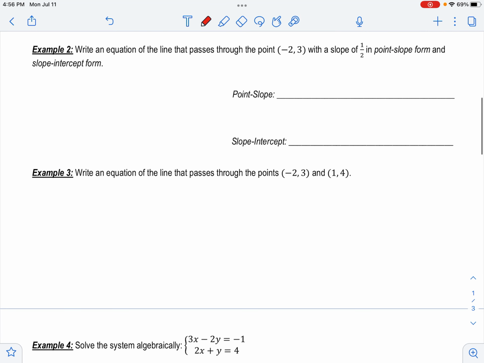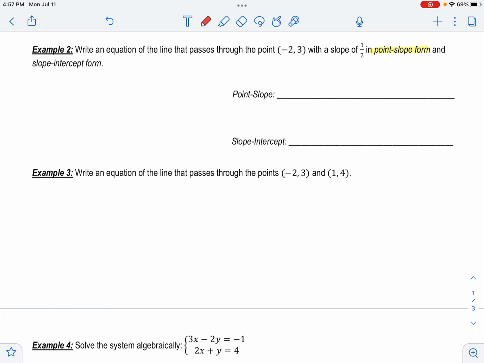Okay. Next we have: write an equation of a line that passes through this point with a slope of 1/2 in point slope form and slope intercept form. So just so you're aware, 99% of the time we'll be writing in point slope form in this class. Why? Because it's the easiest. All you need is a point and a slope. Slope intercept, you need the slope and specifically the y-intercept. The only point that you can use on the line is the y-intercept. Point slope, it's any point on the line.